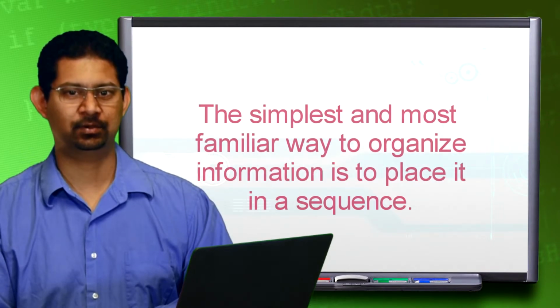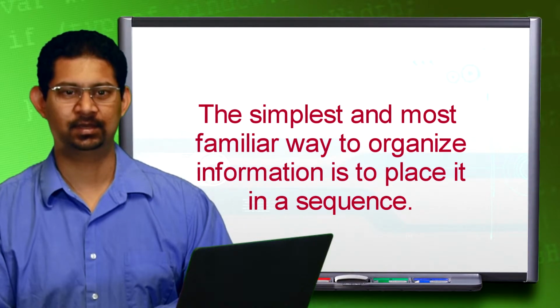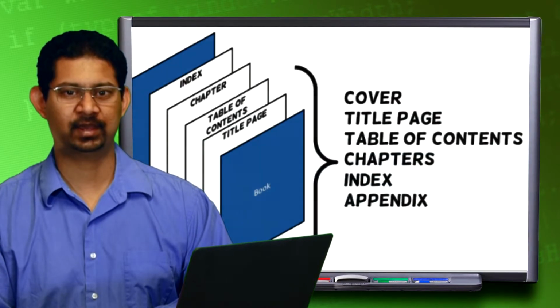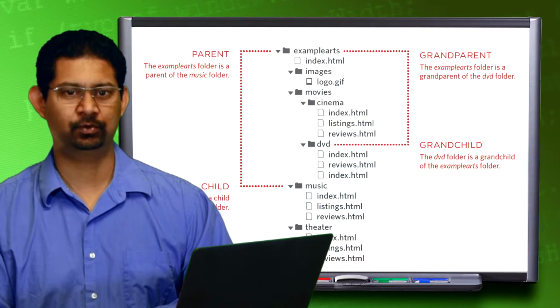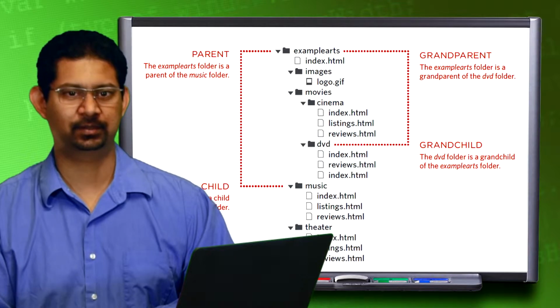The simplest and most familiar way to organize information is to place it in a sequence. This is the structure of books, magazines, and all other print material. The top folder or directory is usually referred to as the root directory. As you create directories within the root, they will have relative relationships with each other. One directory could be the parent of another, as well as be the grandparent of a different directory.